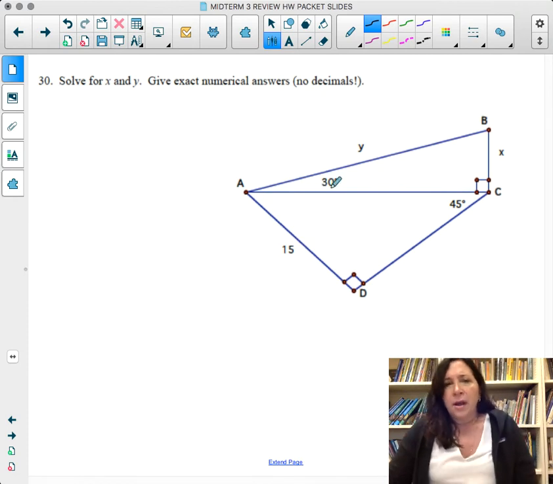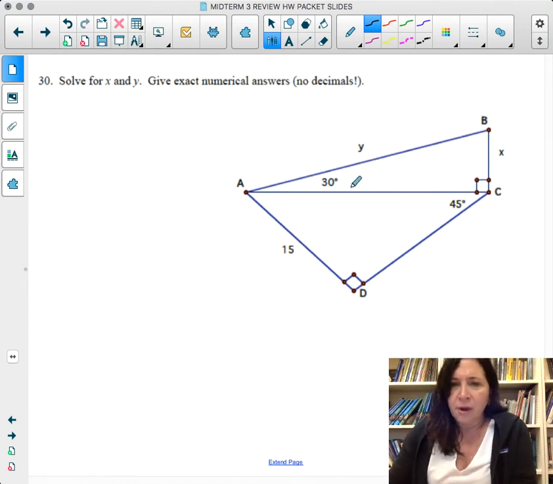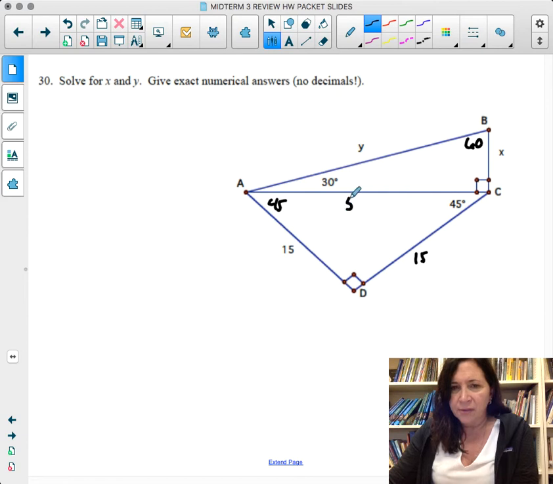Solve for x and y. Okay. Across from the 30 is A. Across from the 90 is 2A. This is my 60. This looks like a 45, 45, 90. Love those. 15, that's 15, right? X root 2. So that's 15 root 2.